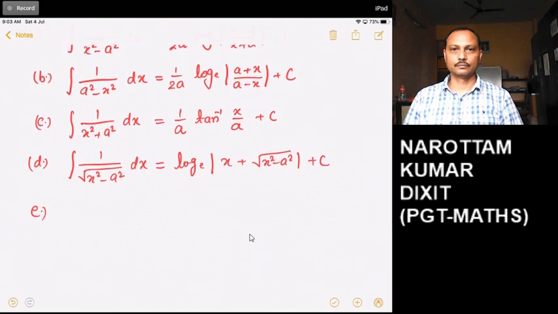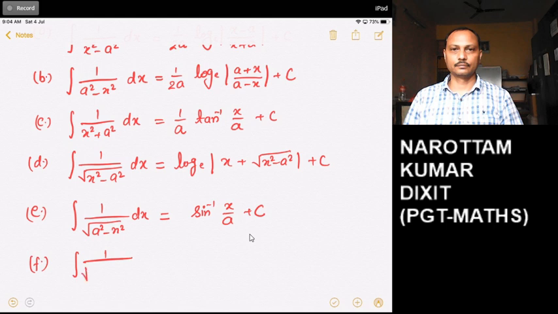Then fifth, integral of 1 upon under root a square minus x square, it is equals to sine inverse x upon a plus c. And sixth, integral of 1 upon under root x square plus a square with respect to x, it is equals to log of mod of x plus under root x square plus a square.